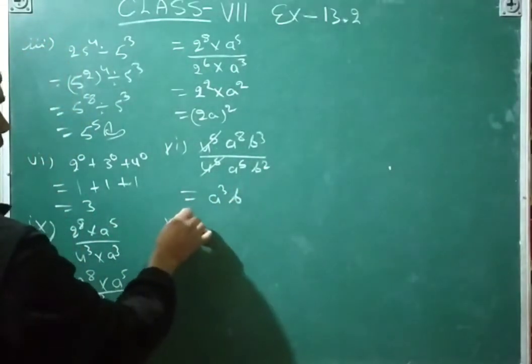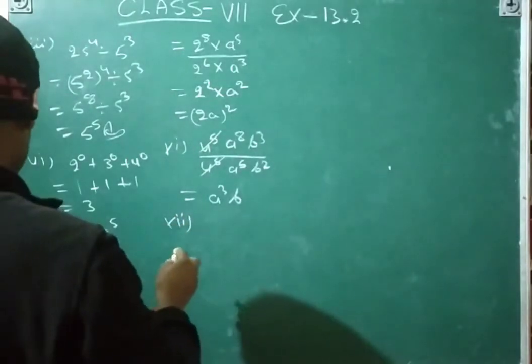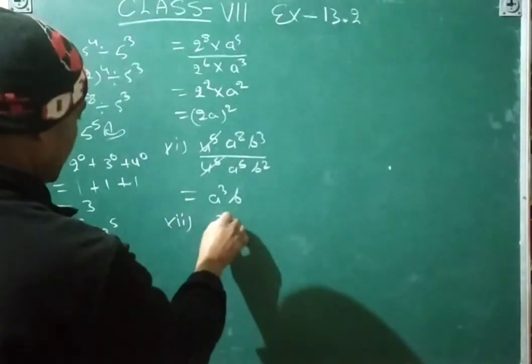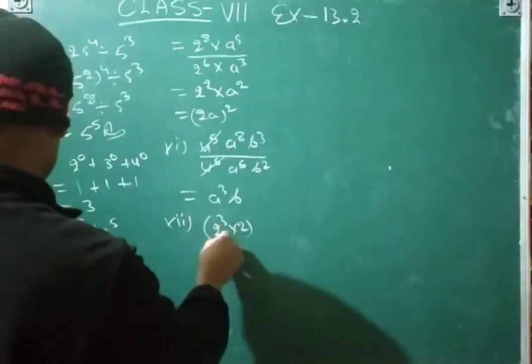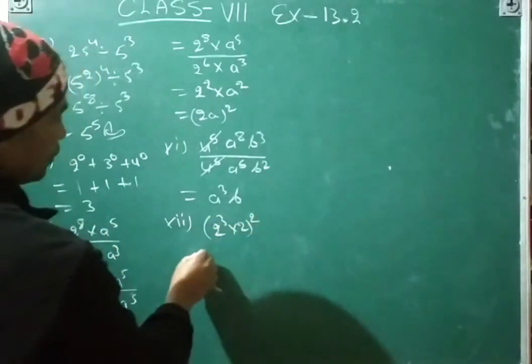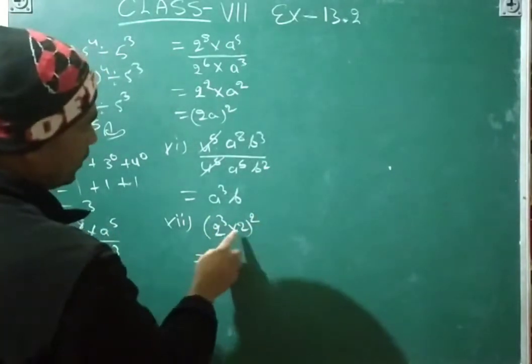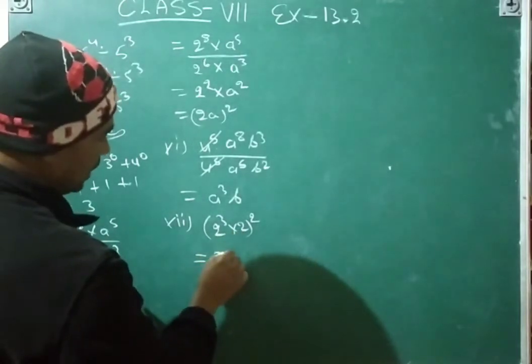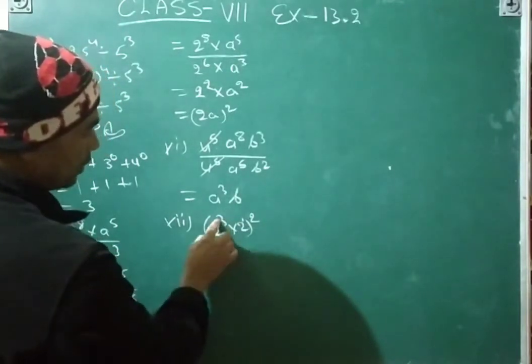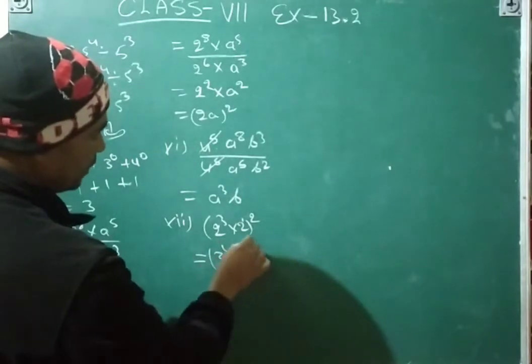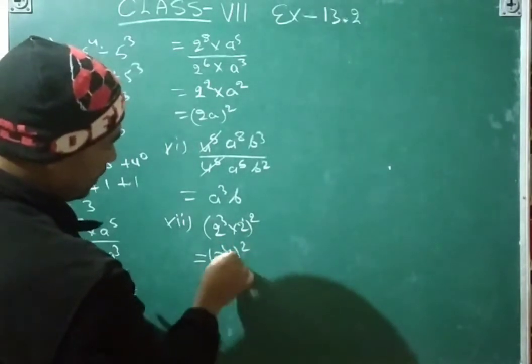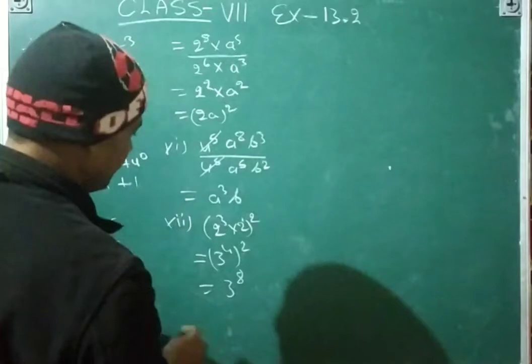And then the last part, you can see that 2 power 3 multiply 2 and then whole power is 2. So that 2 power, that is 4, because 1 power is here, so 3 plus 1 is 4, and then power 2 is equal to 3 power 4 times 2, that is 8.